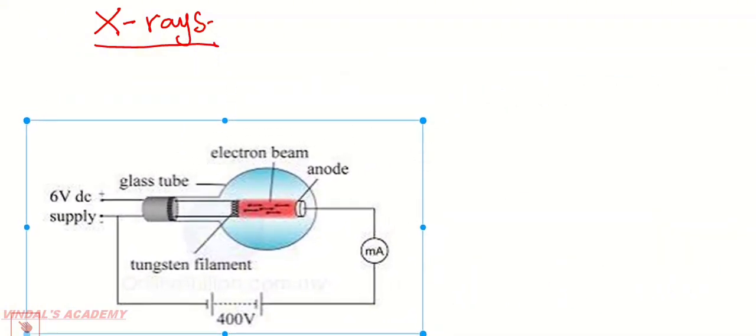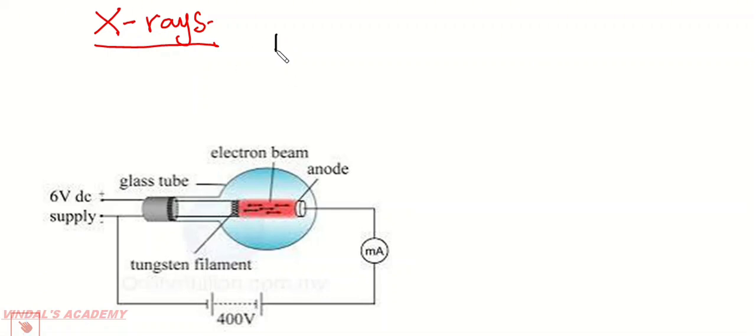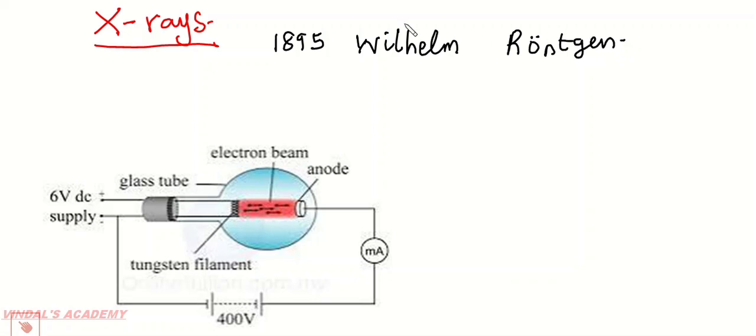Okay, so like I was saying, in 1895, a man called Wilhelm Röntgen, I don't know how you're going to pronounce this, because I know it's definitely not an English name, was the one that used an apparatus similar to thermionic emission.